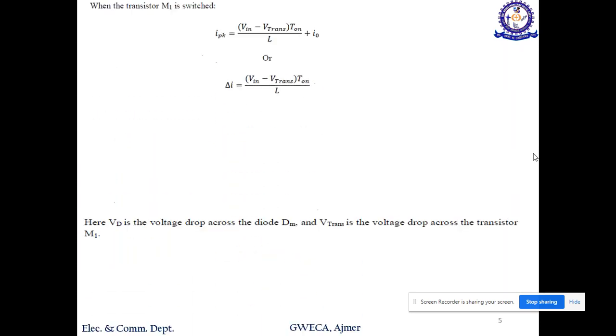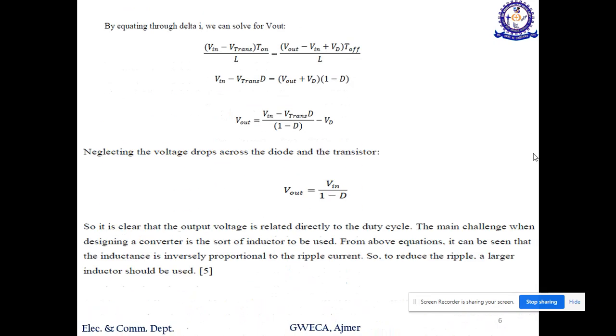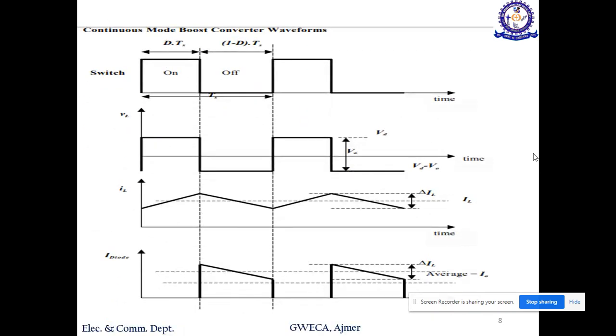We have done simple mathematics, and after solving that, we get the output voltage equal to V in upon 1 minus D. D is the duty cycle. So these were the waveforms.